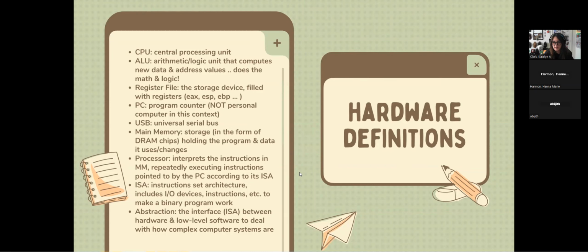The ISA is the instruction set architecture. Basically, it has all of the I/O devices, the instructions, etc., that will make a program work. And then abstraction is what we just call the interface, which in this case is the ISA between hardware and low-level software that helps deal with how complex things are. It's just a buffer layer that helps everything work together.